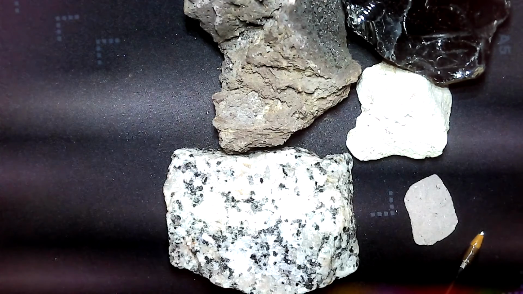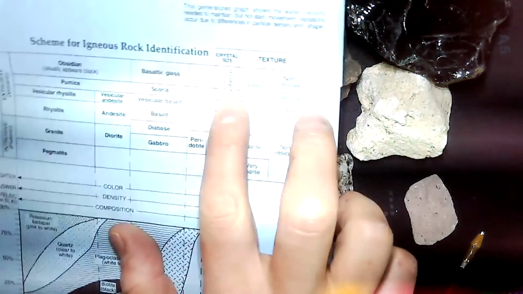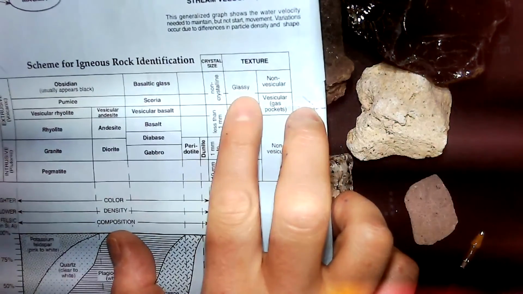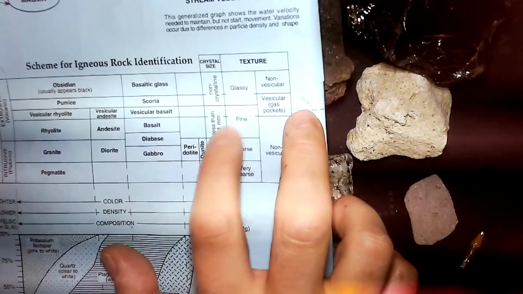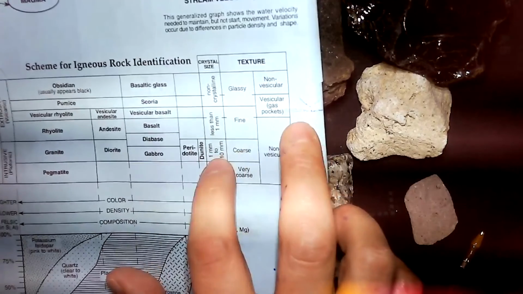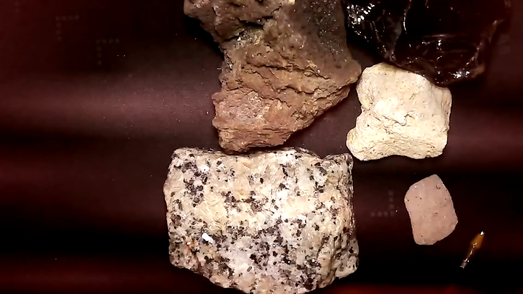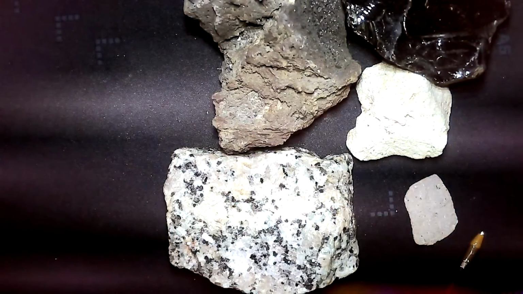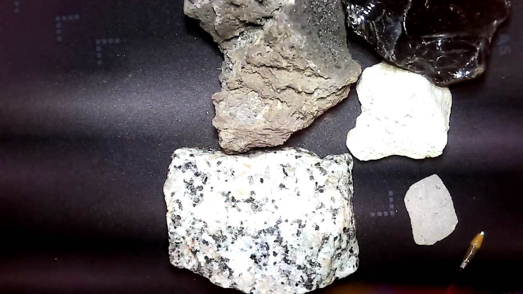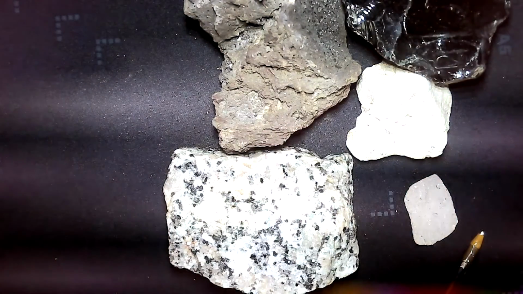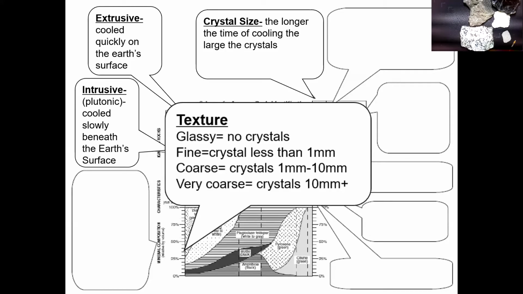So again, they're all listed there on the reference table, so you don't have to go searching for these. Non-crystalline is glassy. Fine is less than 1 millimeter. Coarse, 1 to 10. Very coarse is 10 millimeters or larger. So again, on your reference table, let me share this. Everything is listed there.